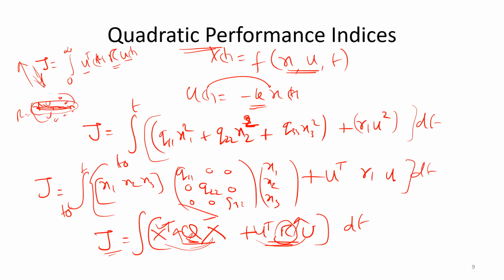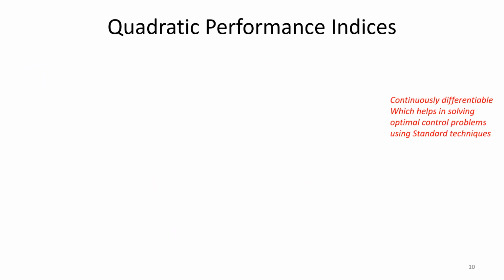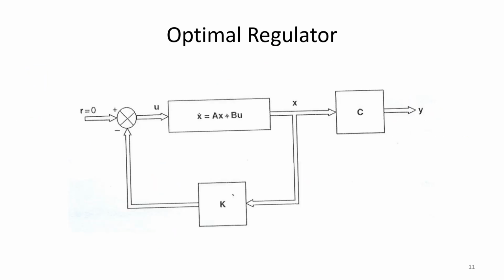So keep on changing the matrix till you get that required J value. So this is how it works. Okay, so we can have that optimal regulator. This is the control system.